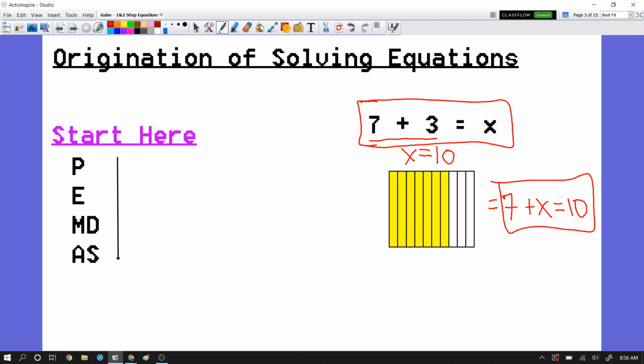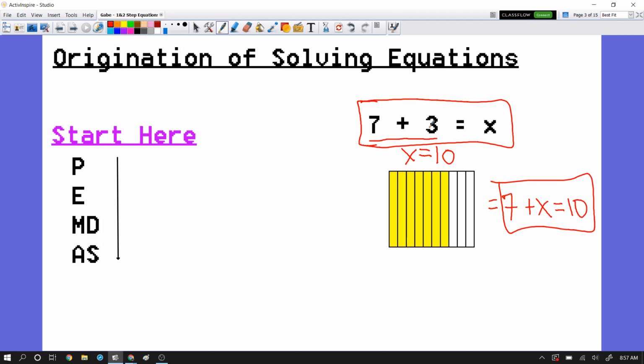This is where you would go backwards. So we already had the operation. We didn't have a piece missing over here. But whenever we take a number out and we have the answer, we got to figure out what was added. And the way we figure out what was added is by taking it away.